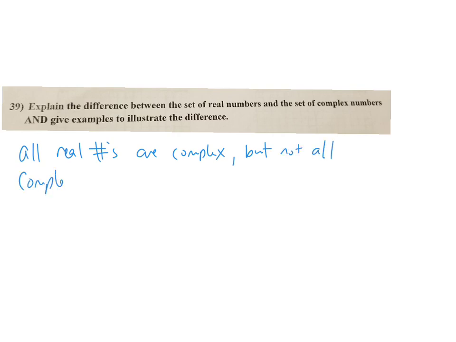Alright, so it says explain the difference between the set of real numbers and the set of complex numbers. So all real numbers are complex, but not all complex numbers are real. And here are some examples.